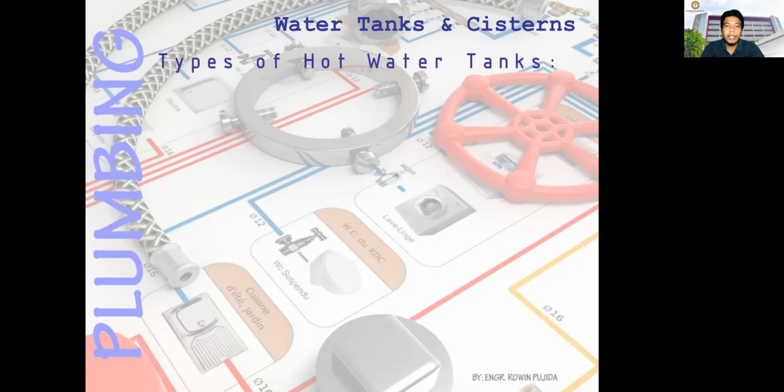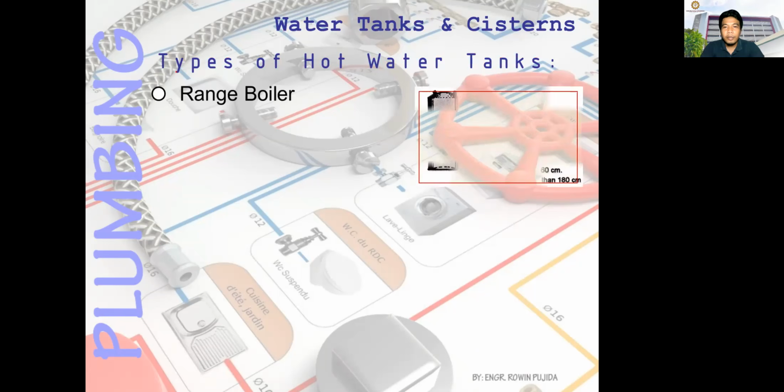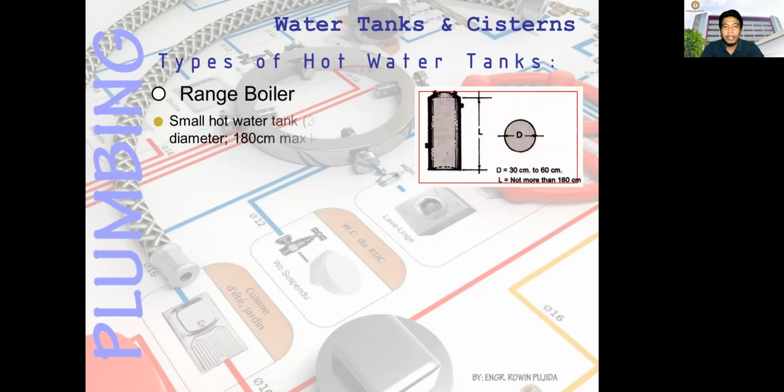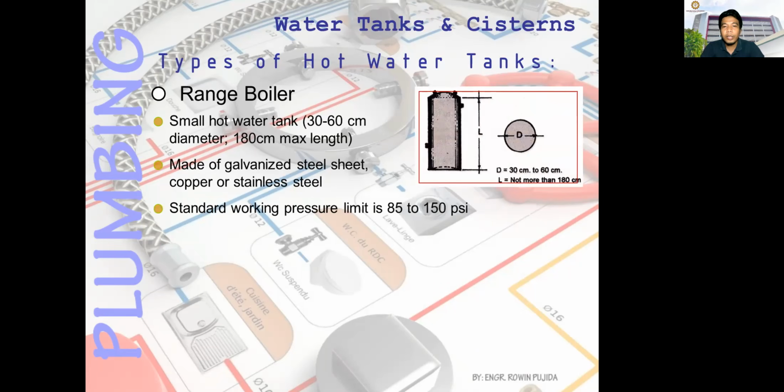And then let's have the types of hot water tank. First is the range boiler, a small hot water tank 30 to 60 centimeters in diameter and 180 centimeters maximum length. Made of galvanized steel sheets, copper or stainless steel, and the standard working pressure limit is 80 to 150 pounds per square inch.